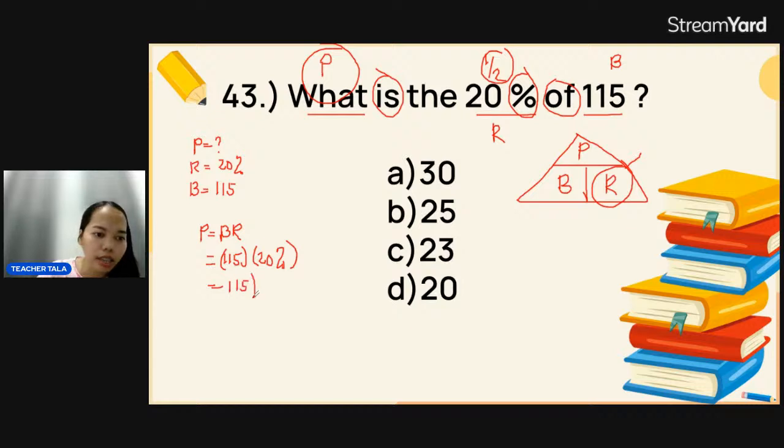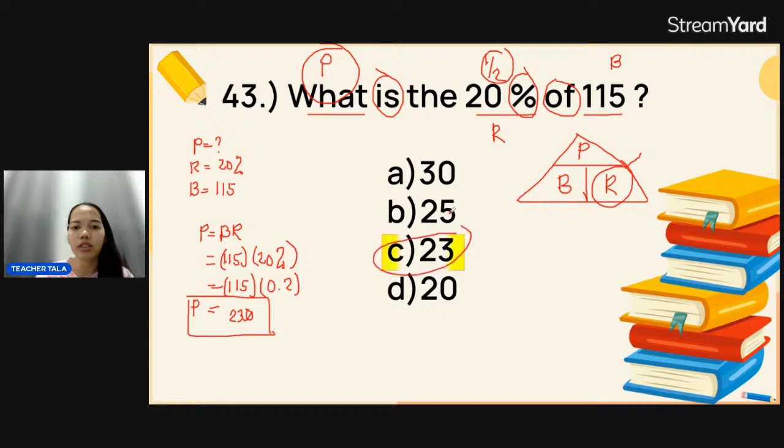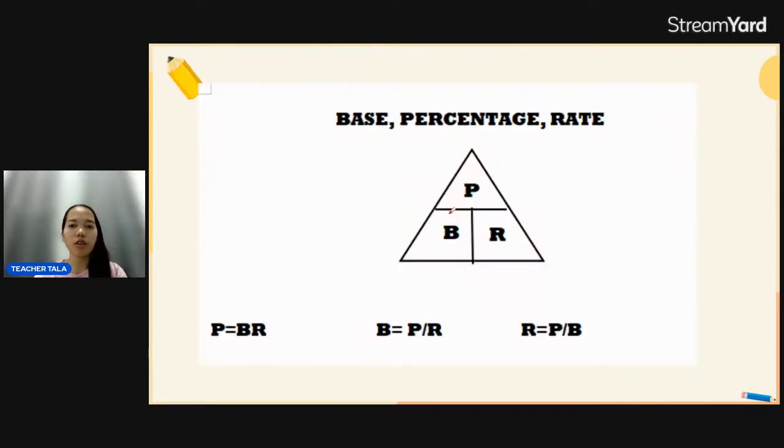So, si 20% gagawin nating decimal, kaya ang mangyayari magiging 0.2. Kasi, in converting percent to fraction, decimal number, we're just going to move the decimal point to the left in 2 places. So, 115 times 0.2. So, that is 230, right? Now, how many decimal points? Only 1. So, that's 23. So, percentage is 23. That's letter C.